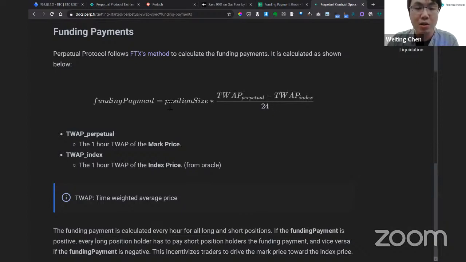And then multiply by the position size, and we get the funding payment. So that's how we calculate the funding payments. Each exchange has a slightly different approach, but I suggest you check with the exchange that you use.